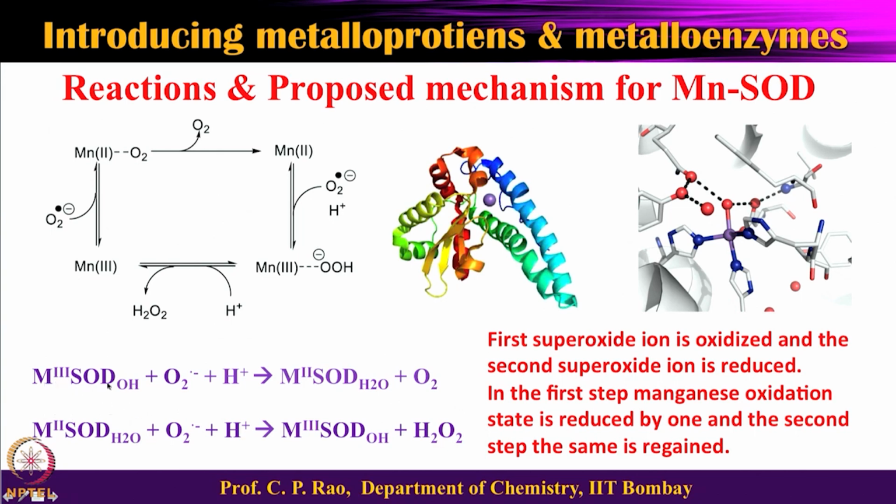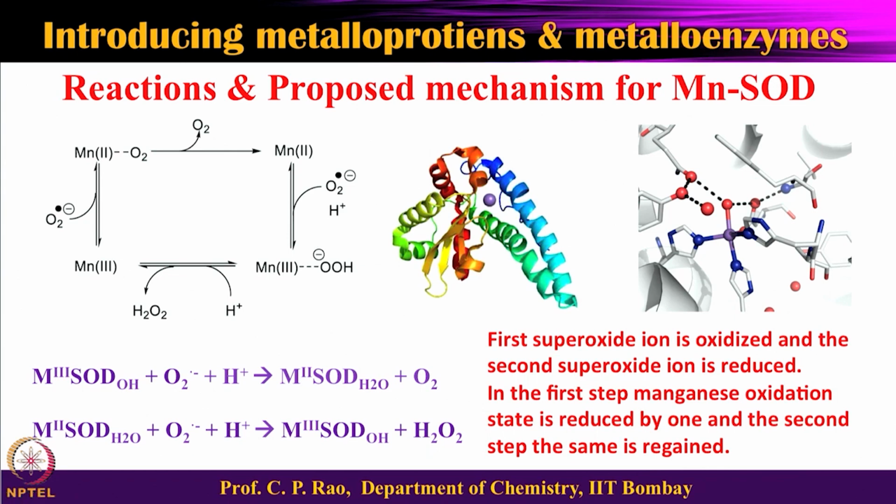Manganese 3 SOD plus O2 minus dot plus H plus gives manganese 2 SOD, and this converts to water and oxygen is lost. Now, the manganese 2 form of SOD with 1 more mole of O2 minus will go to manganese 3 SOD. So, first the superoxide ion is oxidized and the second superoxide ion is reduced. In the first step, the manganese oxidation state is reduced by 1, and then in the second step it is regained. I hope you understand the whole thing.